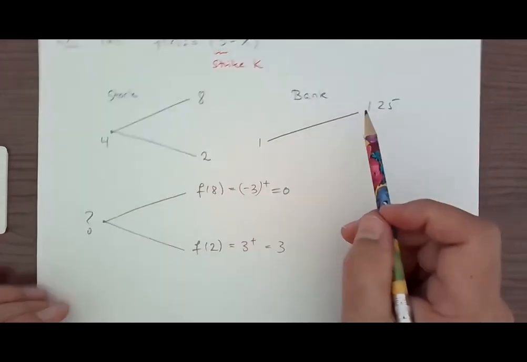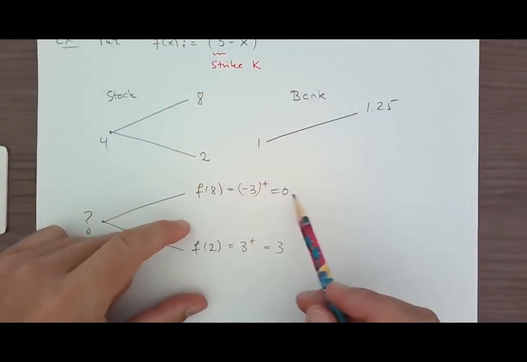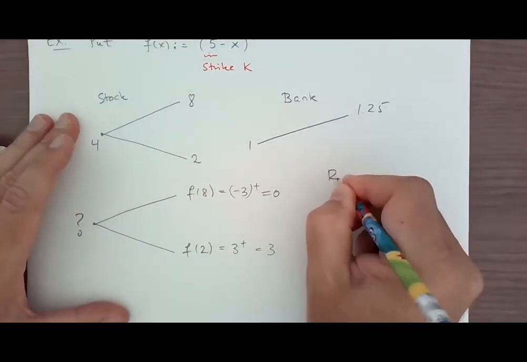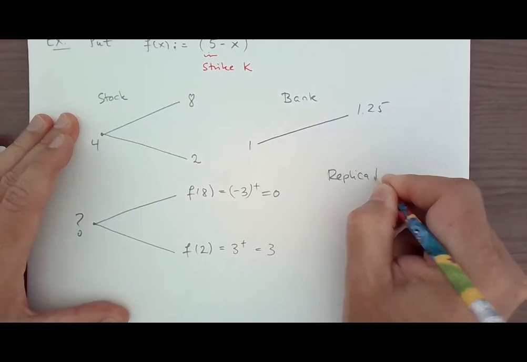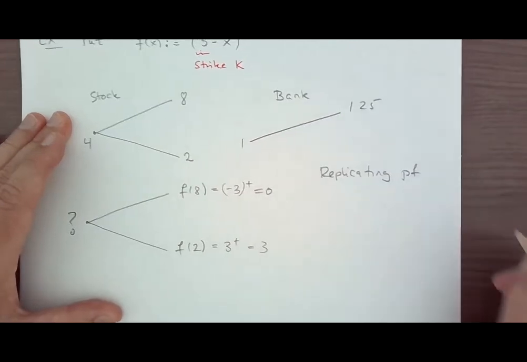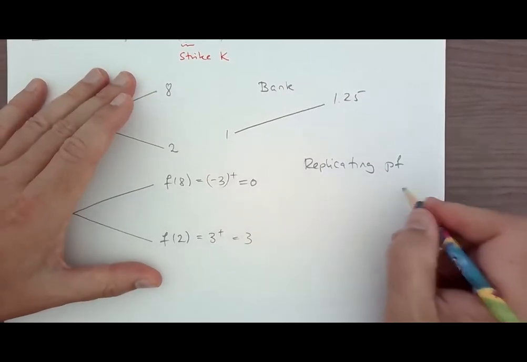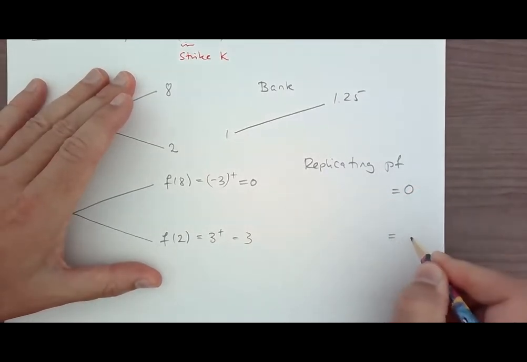Okay, and so the big question is, what to put out here? We have the stock, we have the bank, we mix them together. We want to get 0 and 3. And the way we get 0 and 3 is by looking at the replicating portfolio.